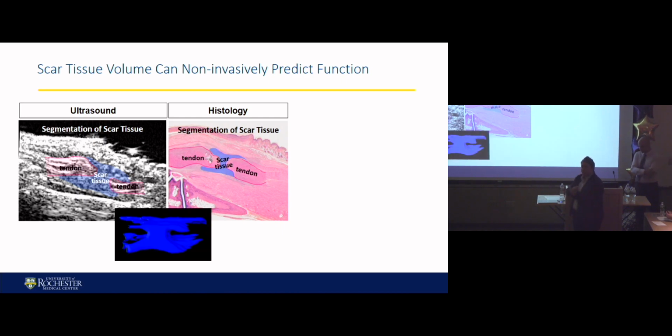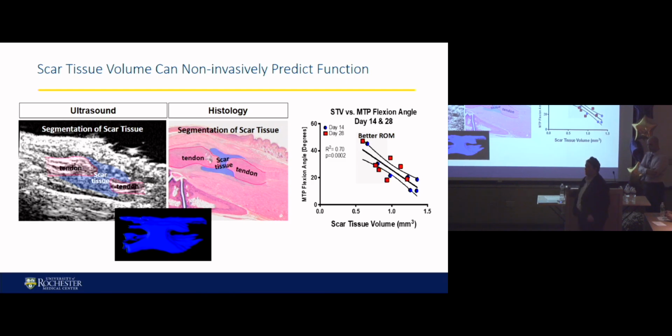And so we're able to do this in a three-dimensional fashion all the way through the width of the tendon repair site. And this ends up giving us scar tissue volume. And so what we found is that just by simply conducting an ultrasound scan of this healing tendon and quantifying scar tissue volume, we were able to much more efficiently identify changes in tendon function and range of motion, because as you have more scar tissue, your range of motion and tendon function decreases.